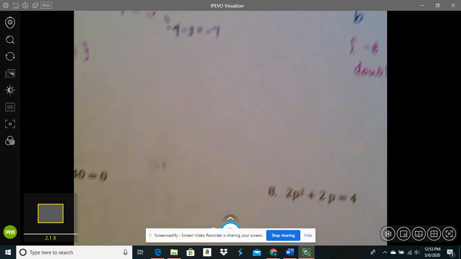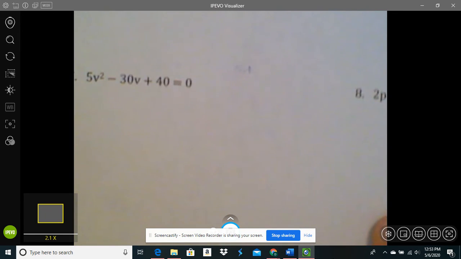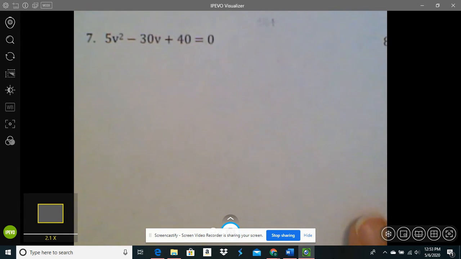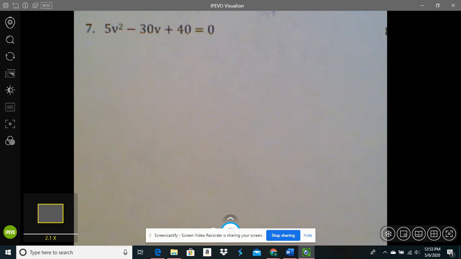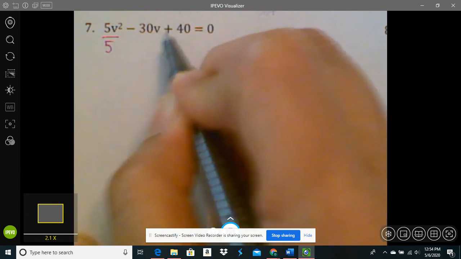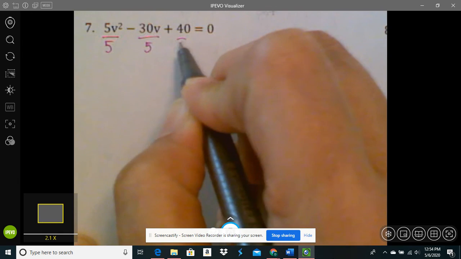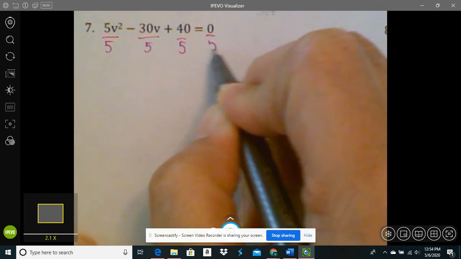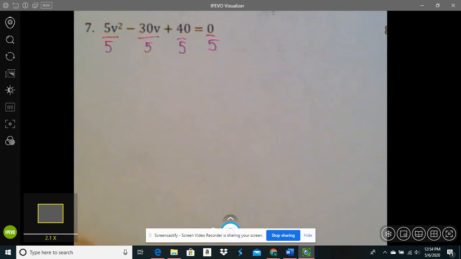All right, number 7, let's look at this one. What do you notice right away? Well, you notice there's that 5 in front. I'm going to divide it out here, but if I divide it out here, I have to divide it out everywhere, okay? Because remember, the goal here is to maintain equality.